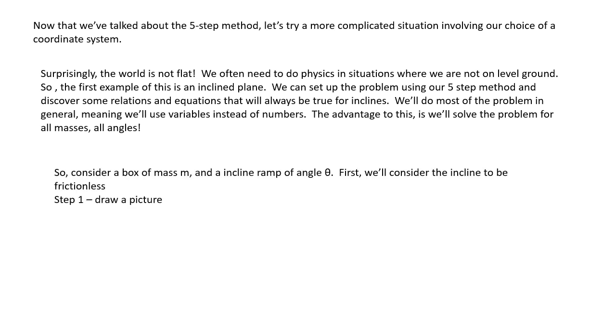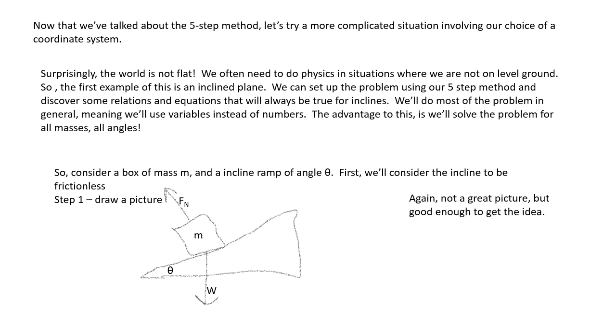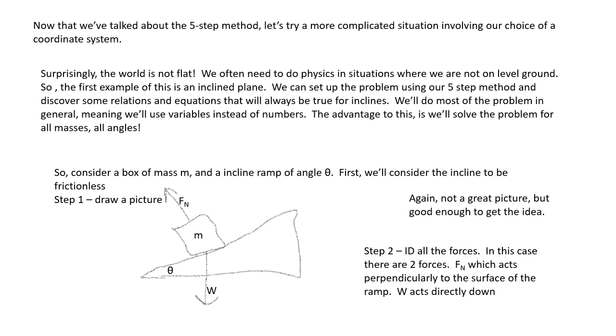So, consider a box of mass m and an inclined ramp of angle theta. First, we'll consider the incline to be frictionless. Step one, I draw a picture. There's my picture with all the forces identified. I've got Fn, I've got the weight down, there's mass, and then there's an angle. It's not a great picture, but the picture is good enough to give you an idea.